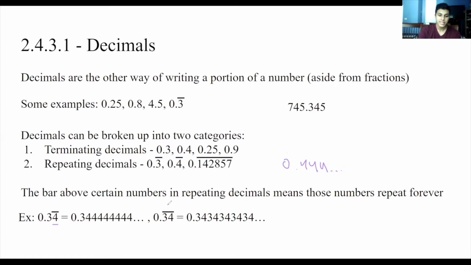In this second example, since the bar is above both the 3 and the 4, then both the 3 and the 4 repeat. So it's 0.343434, and so on. And so you have to make sure you know which decimals the bar is above, because the only ones that the bar is above are the only ones that repeat.